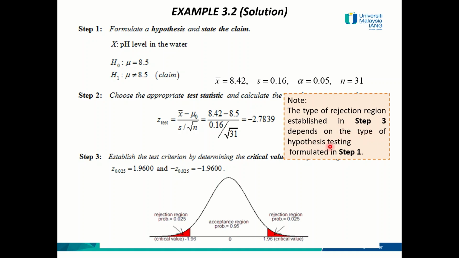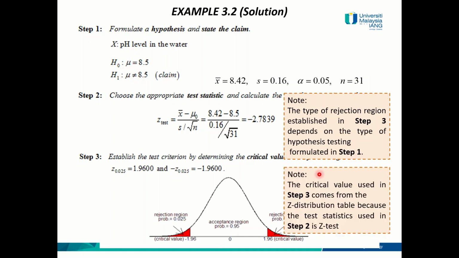This is step 3. So please take note that the type of rejection region established in step 3 depends on the type of hypothesis testing formulated in step 1. For our case, it is two-tailed test. And then next, please note that the critical value used to separate the acceptance and rejection region comes from the Z distribution table for this question because the test statistic used in step 2 is Z-test. So because it is Z-test, the critical value that will separate your acceptance and rejection region in step 3 comes from the Z distribution. Alright, so let's say you use t-test. Let's say the question is the case of sigma square unknown, sample size less than 30, so you need to use t-test, right?